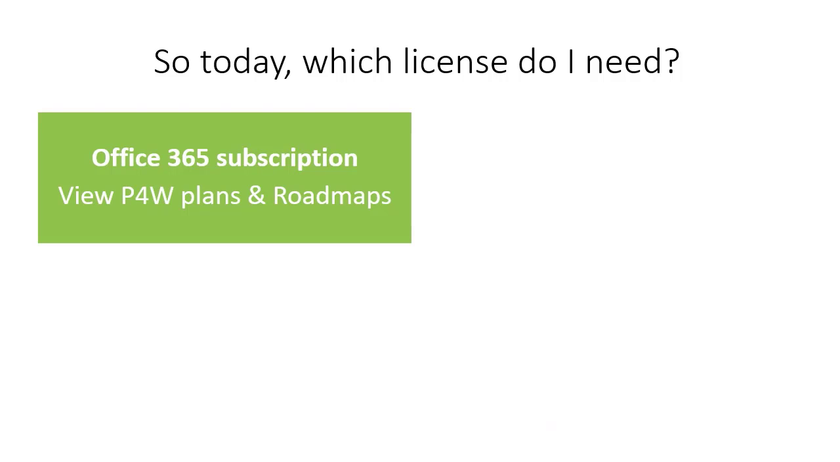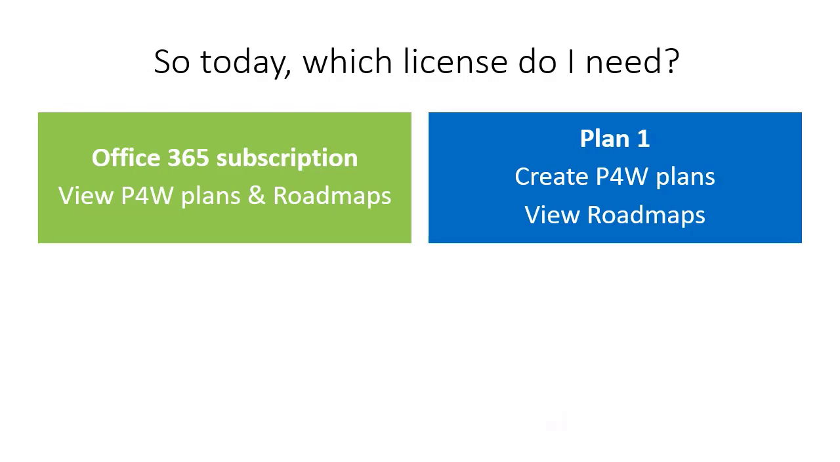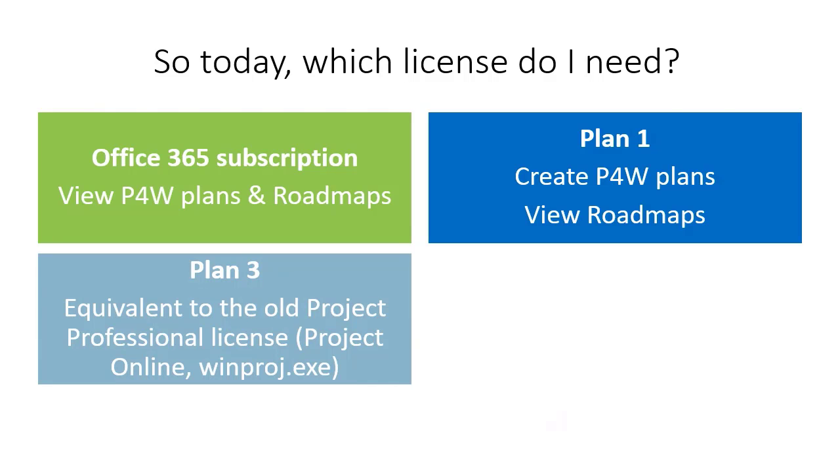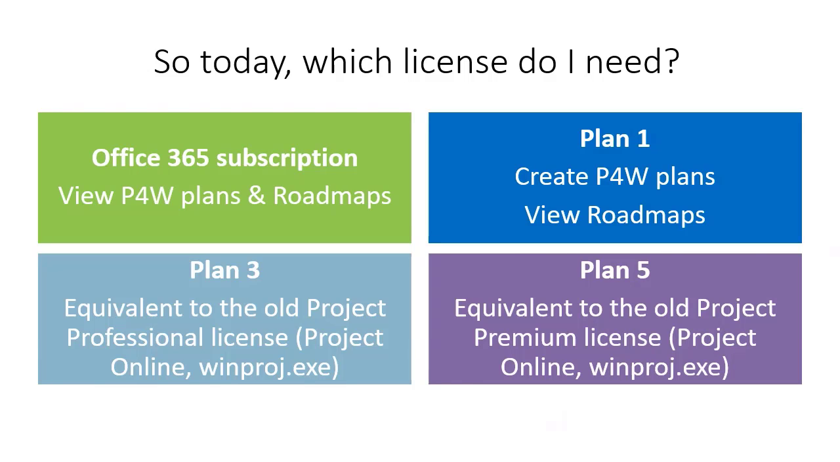Which licenses do I need? Let's just try and make it simple. If you have an Office 365 subscription, then you have the Project for Web plans and roadmaps. If you have a Plan 1 license, then you can create Project for Web plans and view roadmaps. If you have a Plan 3, then this is equivalent to what we used to call the old Project Professional license. So you can create Project Online plans, as well as Project for Web plans and view and create roadmaps. And if you have Plan 5, you get the whole lot, including admin rights, etc.